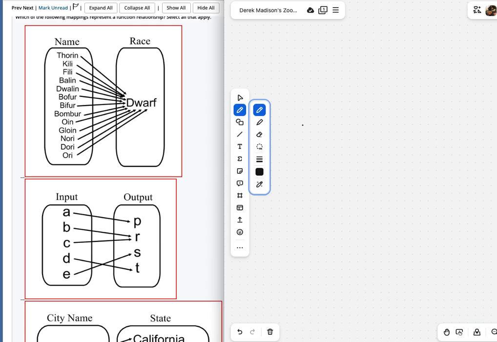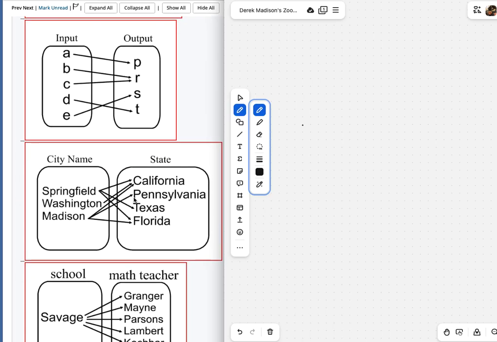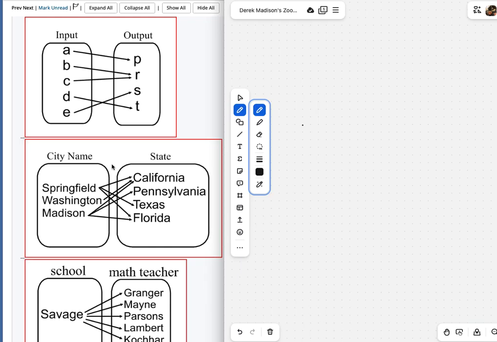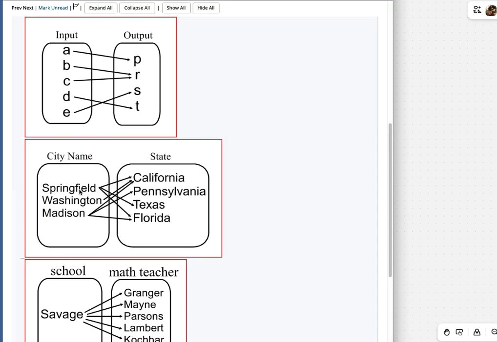With these, let me start with one where it isn't a function, because I think it's easier to see what isn't a function, and that makes the rest of it make more sense. So if I ask, what state is the city of Springfield located in? You would tell me California, your great state of Texas, or Florida, according to this map, because Springfield goes to all three of those. So that would not be a function, because for this input, the city of Springfield, the output has three different places it could be. So if an input has more than one answer, it's not a function.